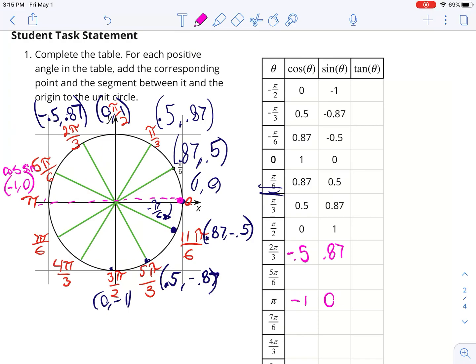Okay, I'm going to give you guys a moment to fill out the rest of the table, and then you're going to answer a question about it, and then we're going to come back and do tangent. Thank you guys very much.